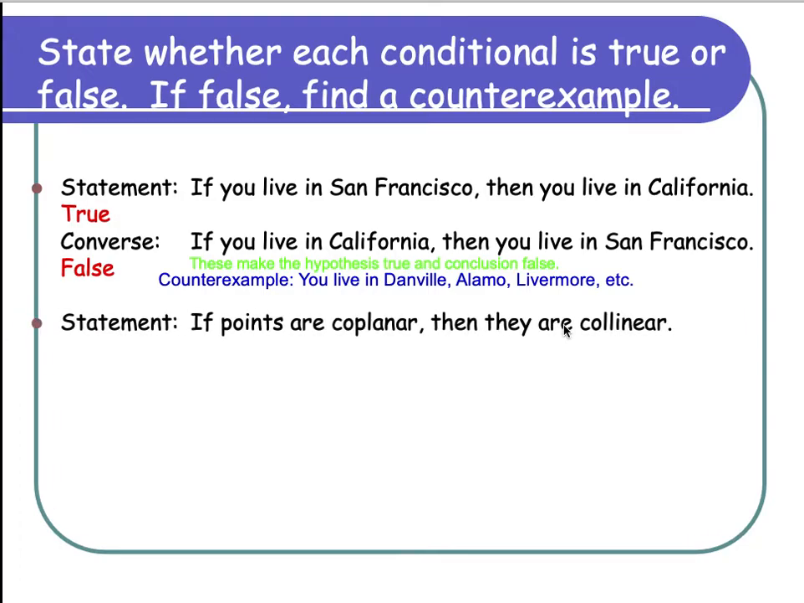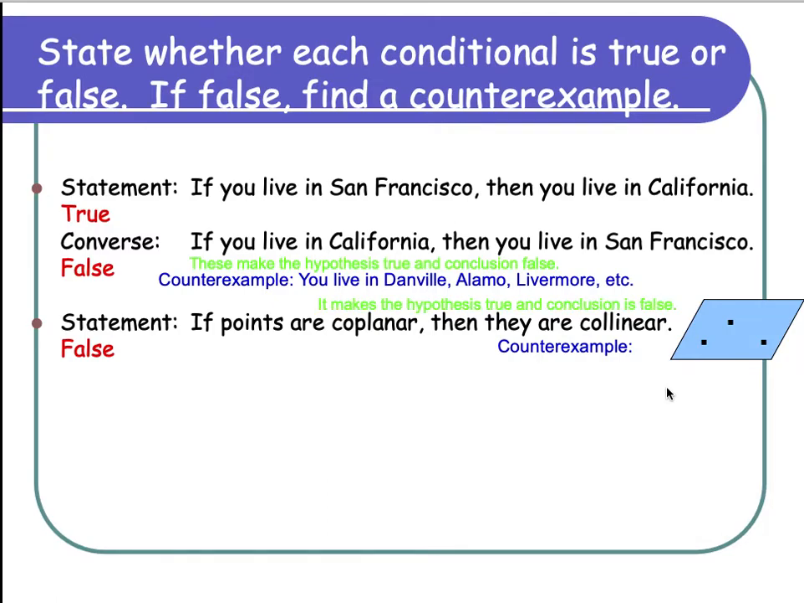So let us have another example. Statement: if points are coplanar, then they are collinear. That is false. So how are we going to give the counterexample of that? You may show it using an illustration. I'm just going to put the points inside the plane, not aligned, in order for them not to be collinear. So it makes the hypothesis true and the conclusion false.